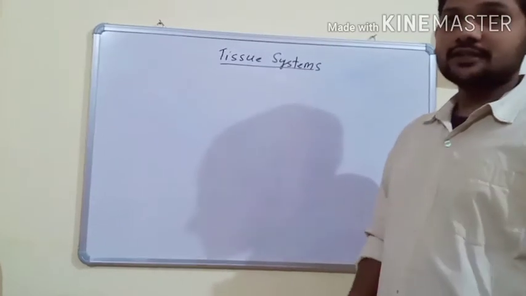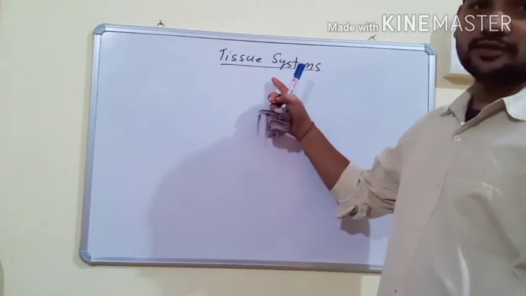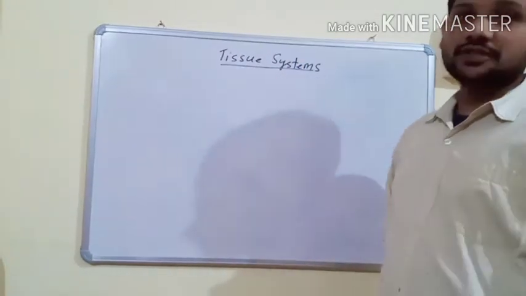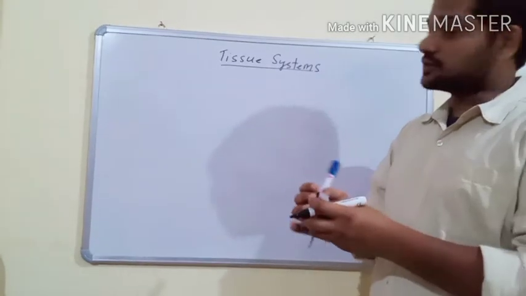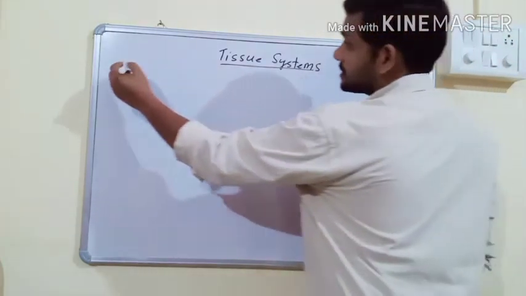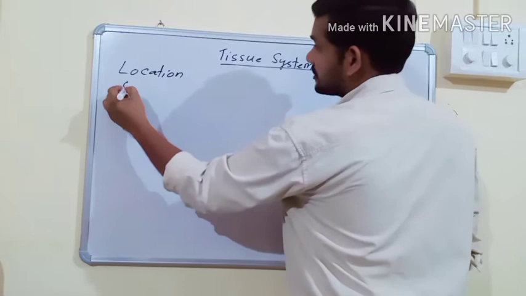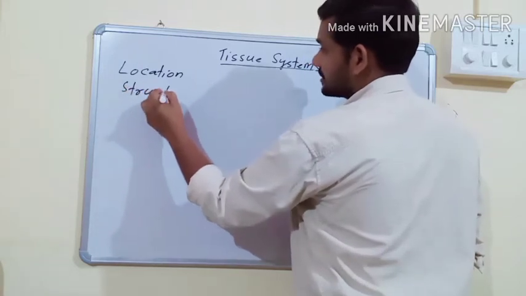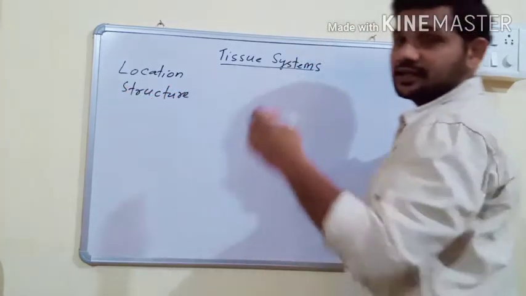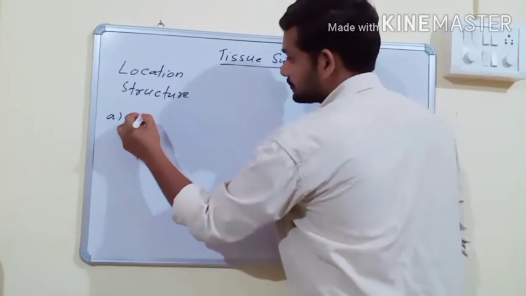Good morning students. In this video we will discuss tissue systems. So what is a tissue system? A group of tissues is called a tissue system, based on location and structure. Based on location and structure, there are three tissue systems. What are the three tissue systems?